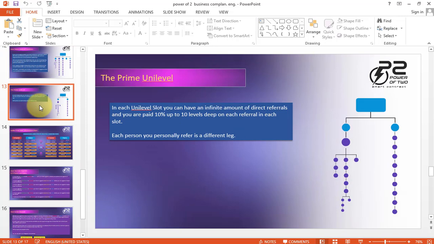Okay, so here we have Prime Unilevel. Let's read this very quick. In each Unilevel slot, you can have an infinite amount of direct referrals, and you are paid 10% up to 10 levels deep on each referral in each slot. Each person you personally refer is on a different leg. So yes, that is what I was saying. You can bring in as many people as you want or as you can.